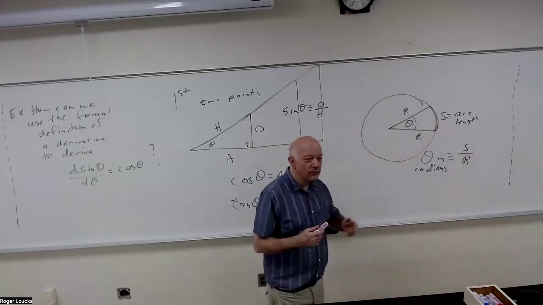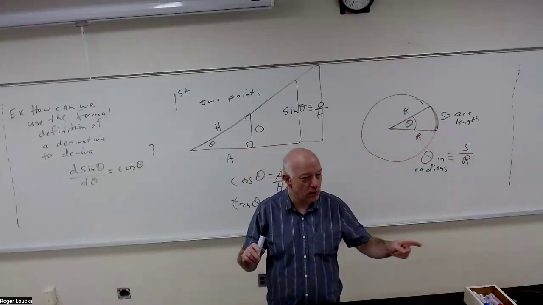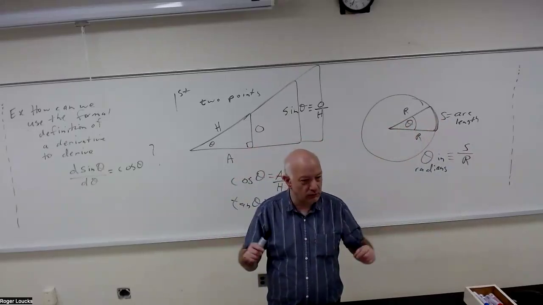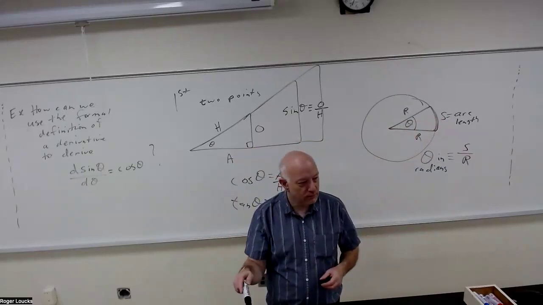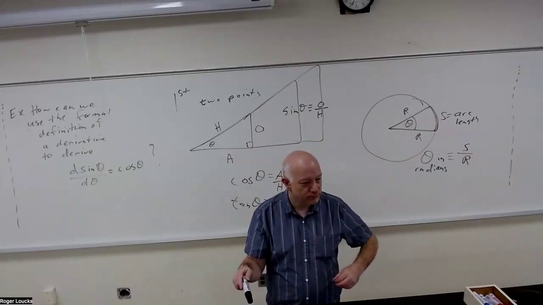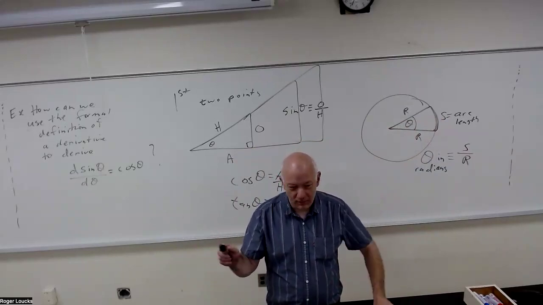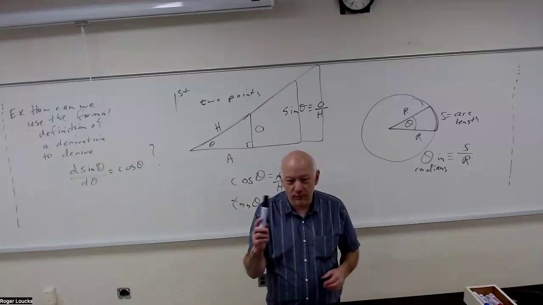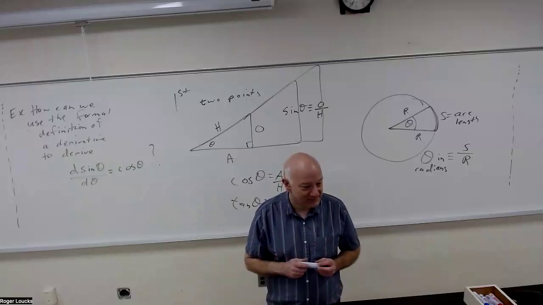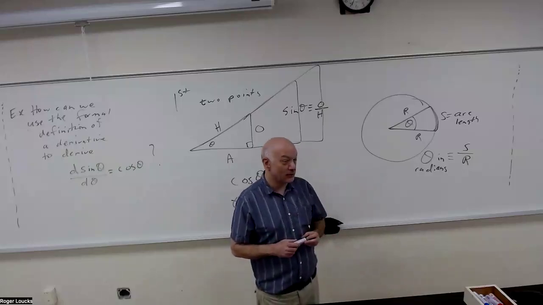Now, how does the conversion go from radians to degrees? 360 degrees is how many radians? 2 pi radians. Why are there 2 pi radians in a circle? From this, you now know exactly why.